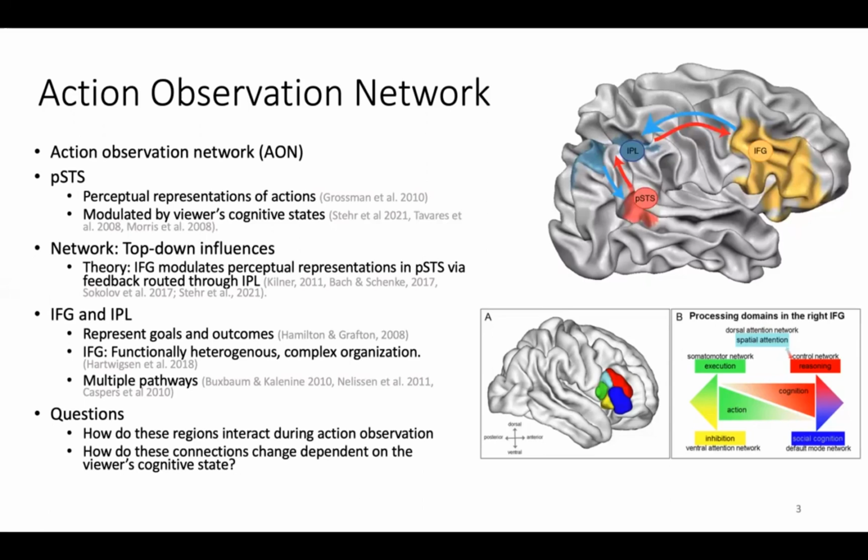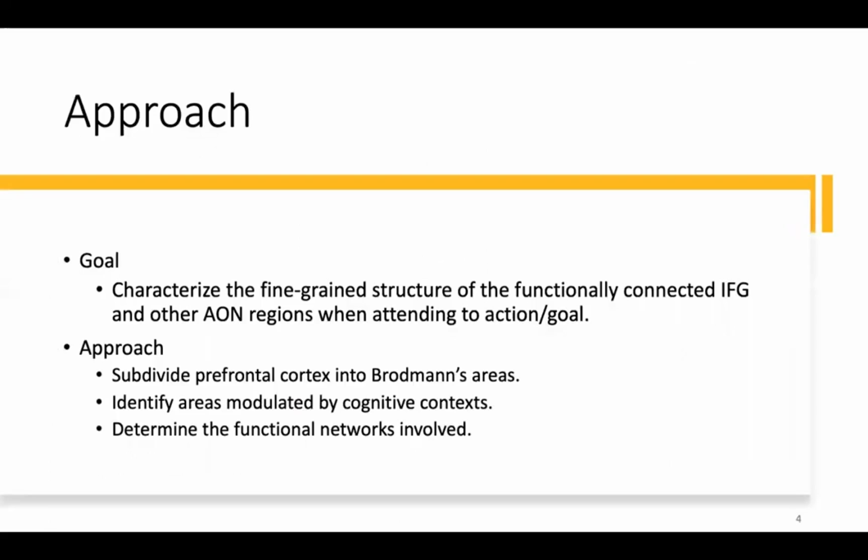Therefore, I will investigate how these regions interact within the AON during action observation and how these connections change depending on the viewer's cognitive states. In the current study, I will characterize the fine-grained structure of functionally connected IFG and other AON regions when attending to action or goal. First, I will subdivide the prefrontal cortex into Brodmann's areas. Second, I will identify parcels within IFG and other AON regions that are modulated by cognitive context. Lastly, I will determine which functional networks these modulated areas belong to.